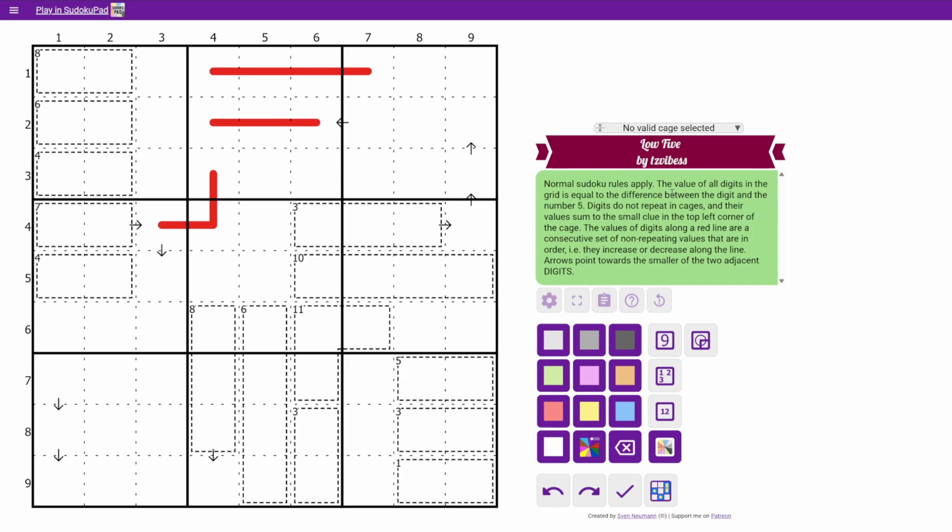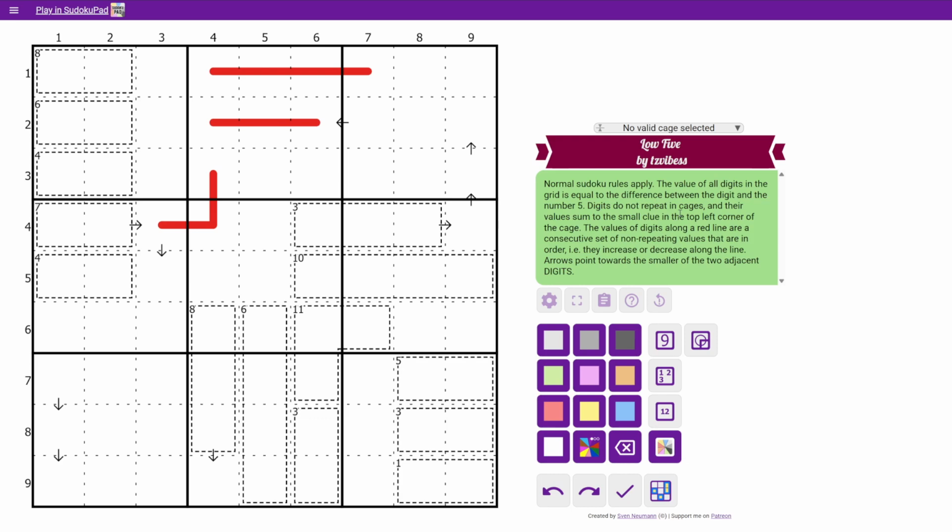Digits do not repeat in cages, and their values sum to the small clue. Their values will be different because their value is going to differ by 5. Values sum to the small clue in the top left corner of the cage.